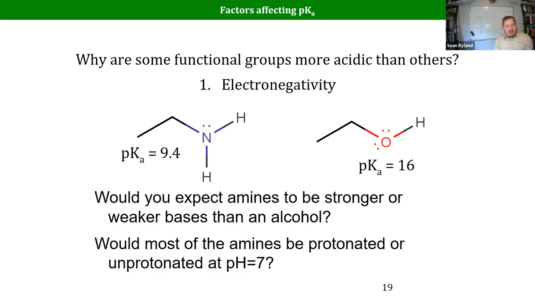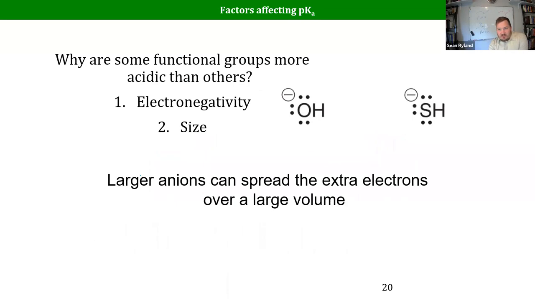If we've got a pH of 7, would we expect most of the amines to be protonated or deprotonated? And actually, protonated. And that's going to affect our solubility, right?